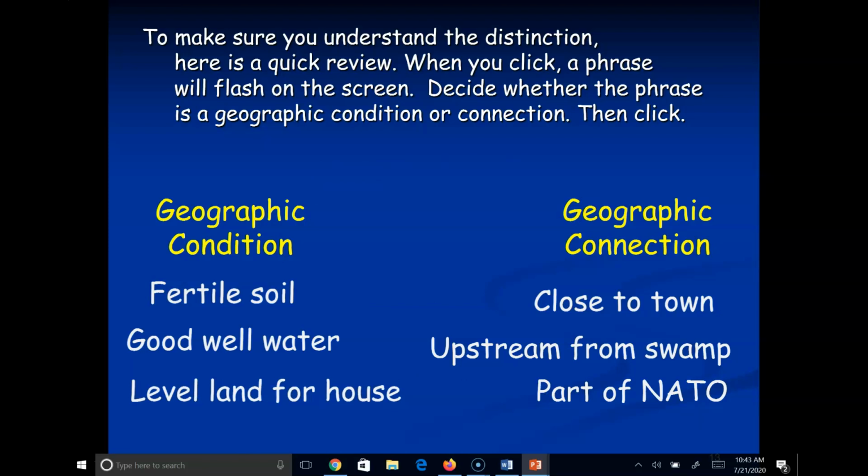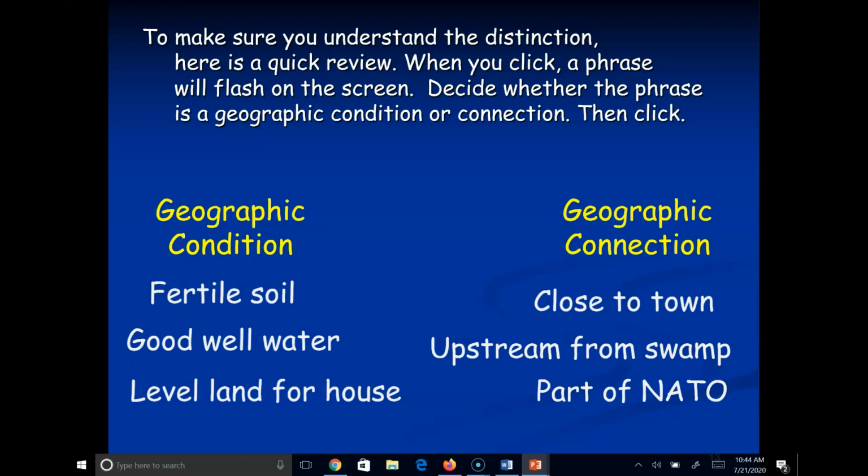So as you can see here, things that are right here, the soil, the well water, level land, those are all conditions of a geographic area. Connections of a geographic area are, it's close to town, we're upstream from a swamp, we're part of NATO, we joined an organization. Those are all connections.